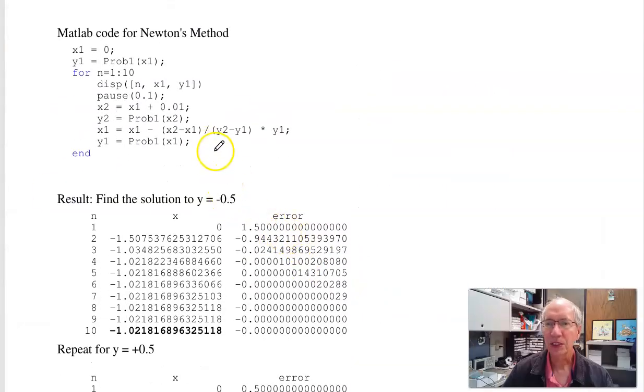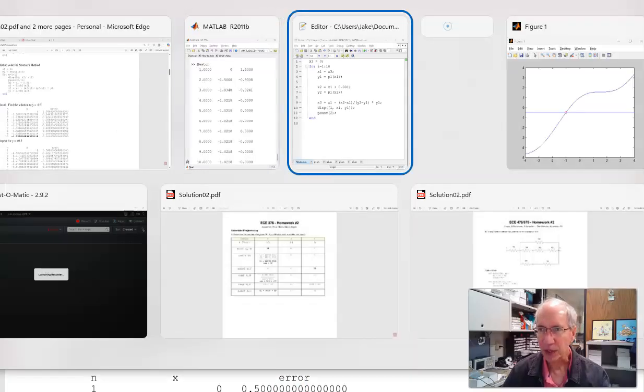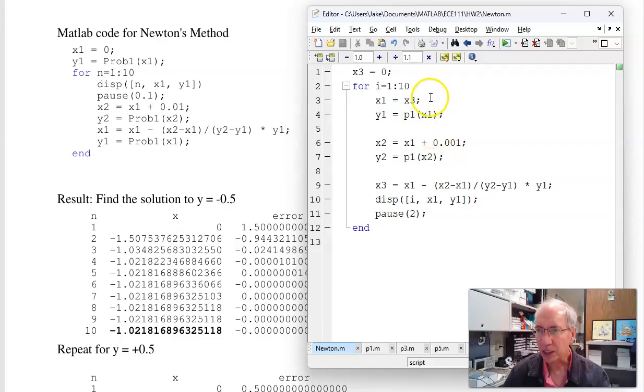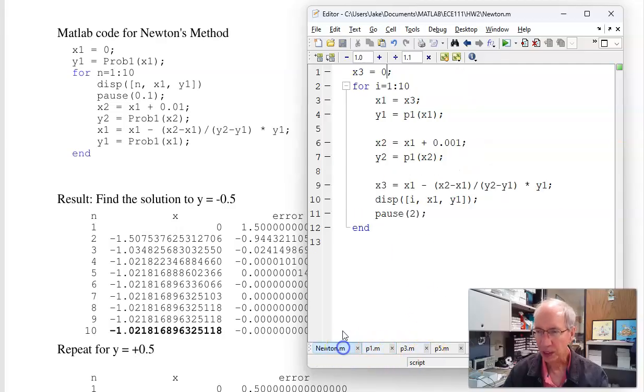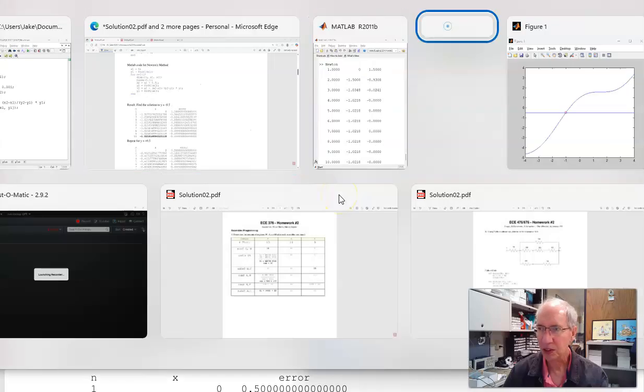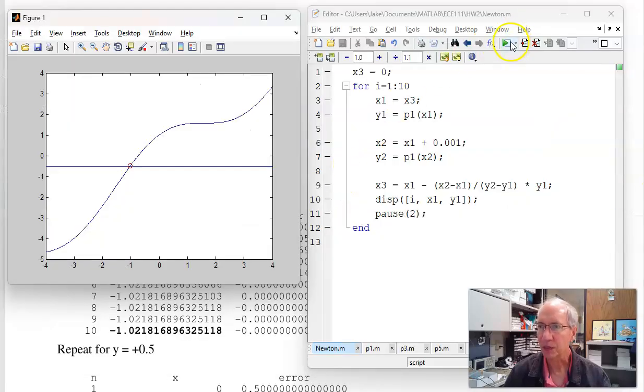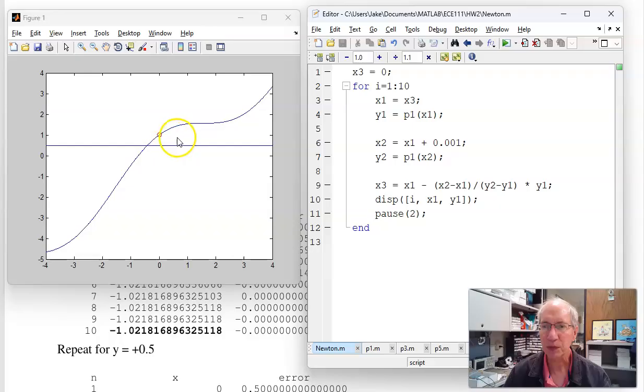Best to find the solution at minus 0.5. To get the solution at plus 0.5, I simply go over here, P1. I now say I want the answer to be plus 0.5. If we go back to Newton's method, let's draw the graph so you can see what's going on. I now want to be plus 0.5, first guess, second guess, third guess. And pretty quickly, it's nailed the answer.